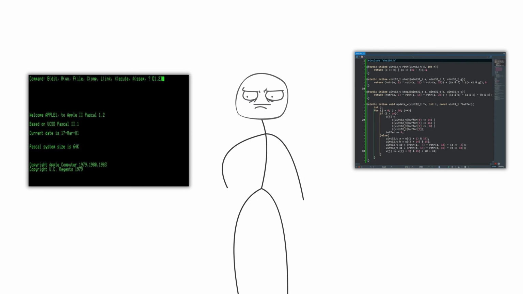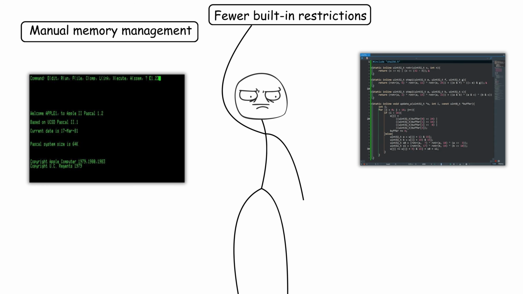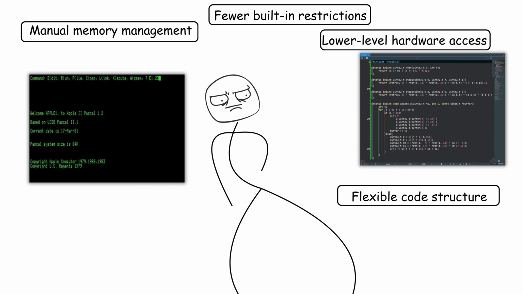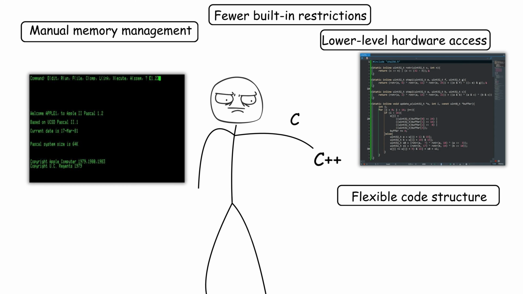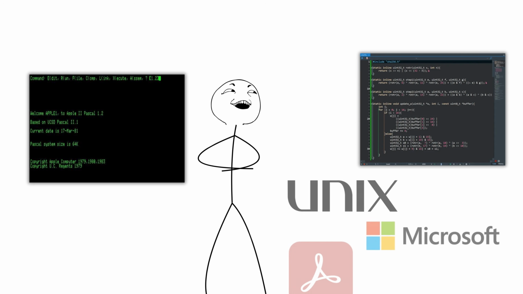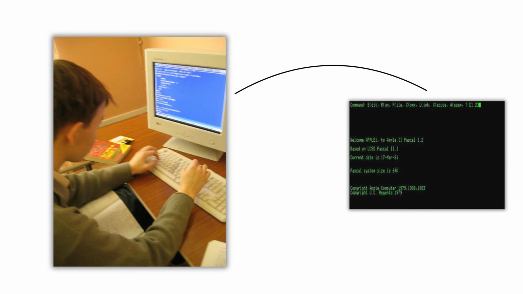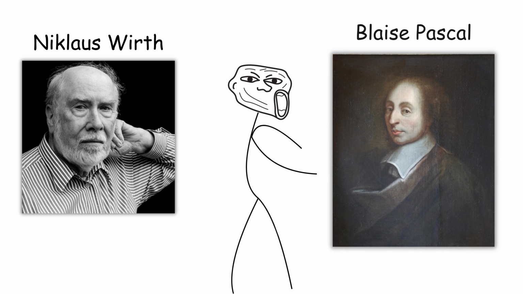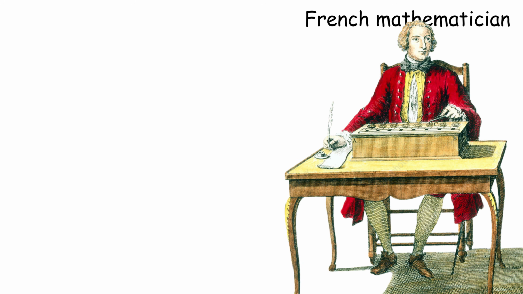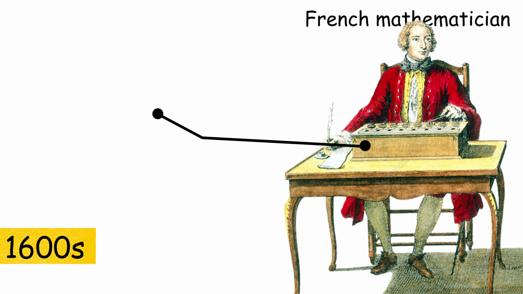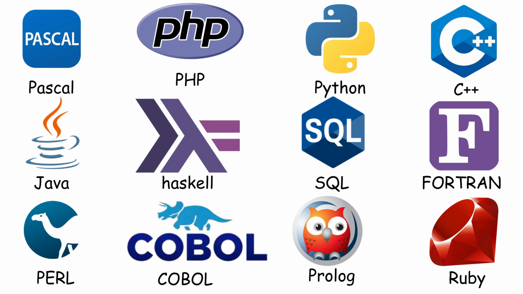So why did it fade out? As software got bigger, coders wanted more freedom and more control than Pascal allowed. Languages like C and later C++ gave them that, so companies moved to those instead. Pascal mostly stuck around in classrooms after that. The name has a simple story too. Wirth named it after Blaise Pascal, a French mathematician from the 1600s who built one of the first mechanical calculators.